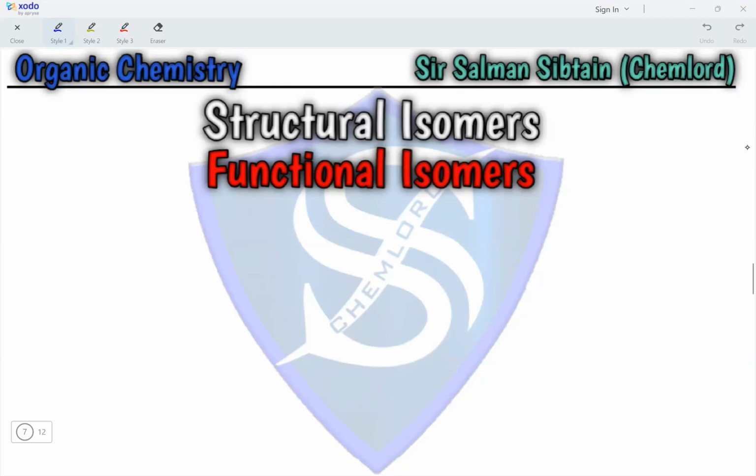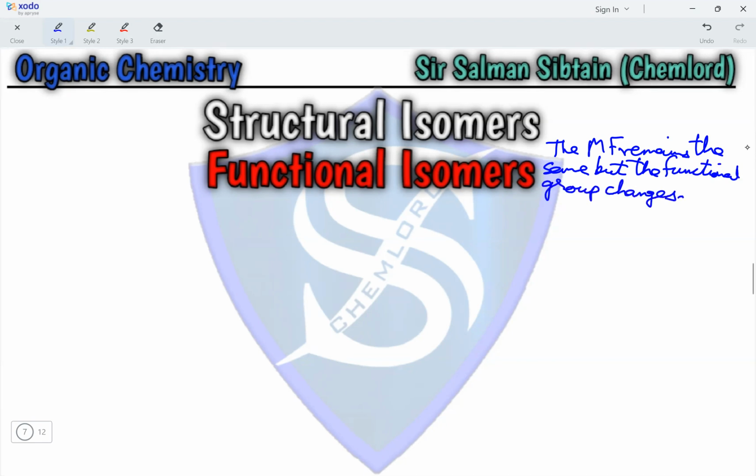Functional isomers are isomers in which the functional group changes. So the molecular formula remains the same, but the functional group changes. So we will be looking at four different sets of functional isomers.